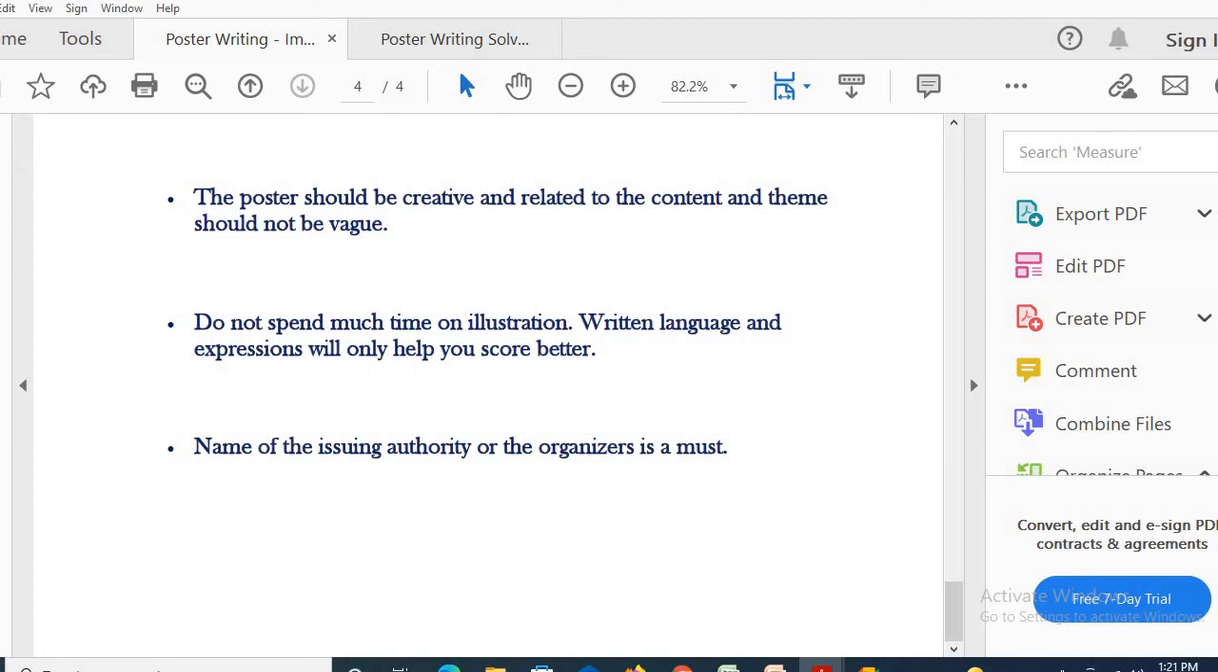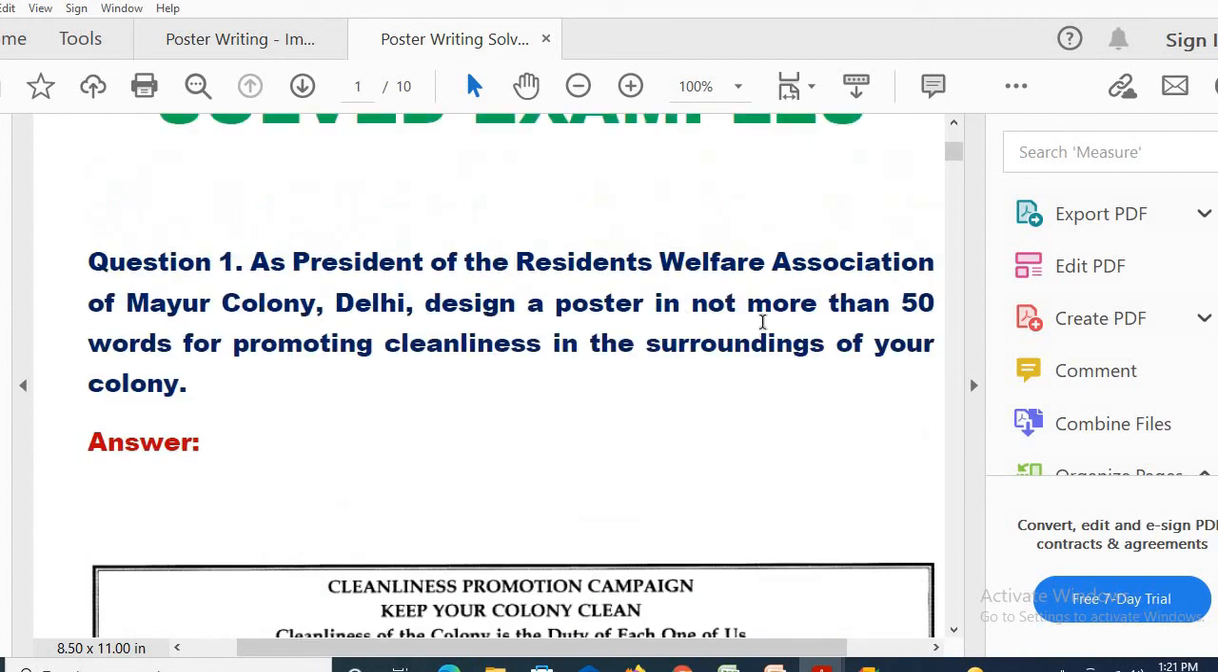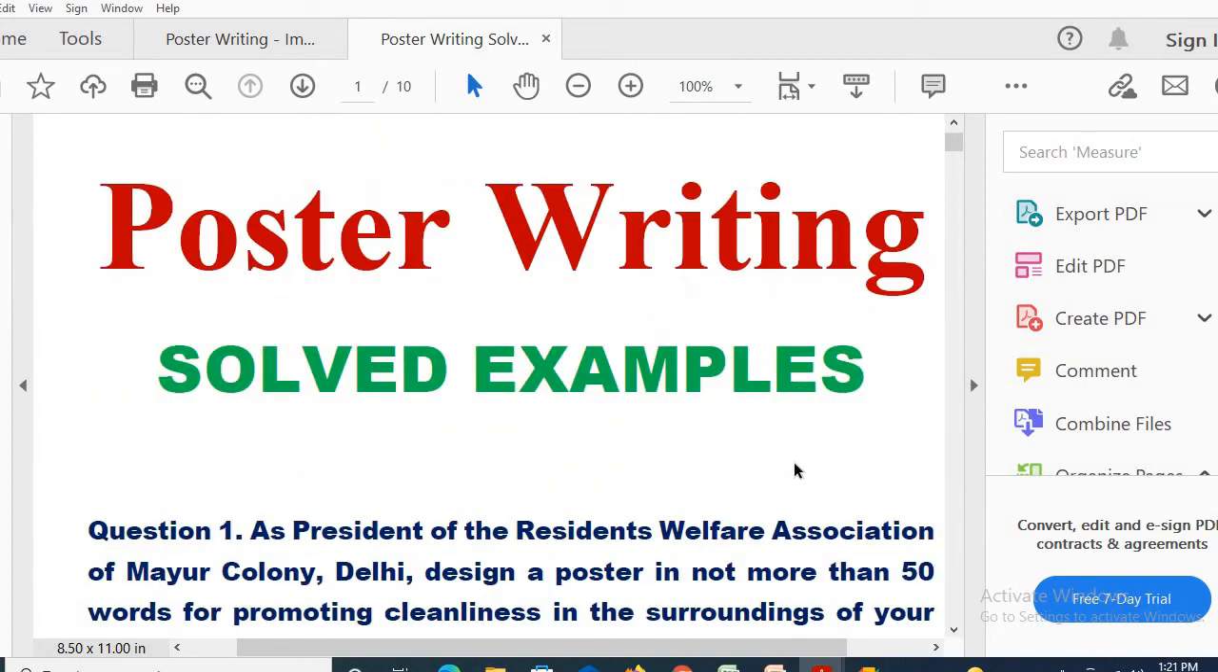Clear? Now, I am moving on to another segment. Please let me know whether you can see it or not. Is it visible? Poster writing, solved examples? Okay, yes sir. That's good. So here I won't be able to explain all the examples, but definitely a few examples I will be explaining in this live class for your convenience.